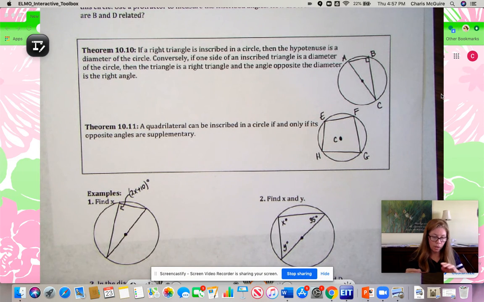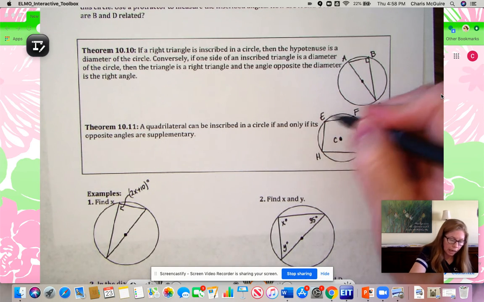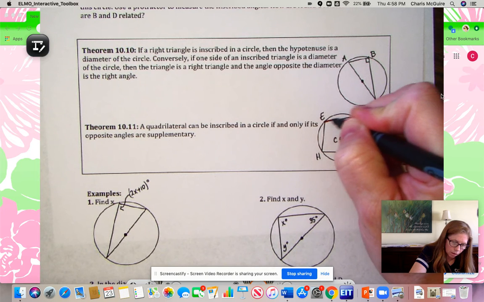So here's what I want you to learn today. Let's read the theorem real quick, and then you'll see how it makes sense. It says a quadrilateral can be inscribed in a circle if and only if its opposite angles are supplementary. So you hear the biconditional there. Let's just see why the opposite angles are supplementary. I'm going to look at angle F.